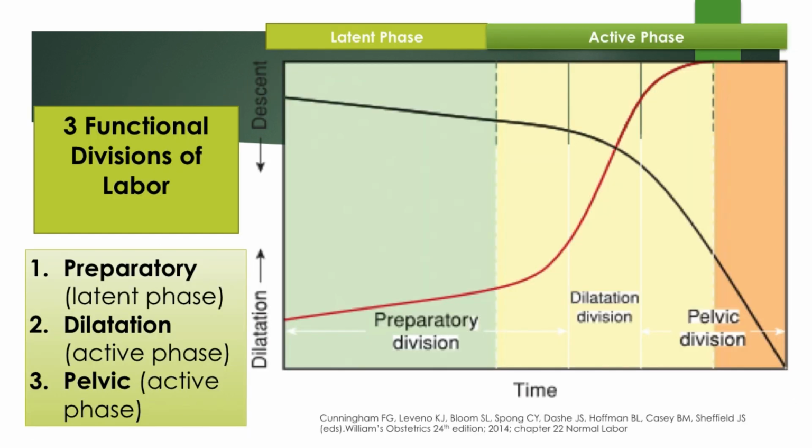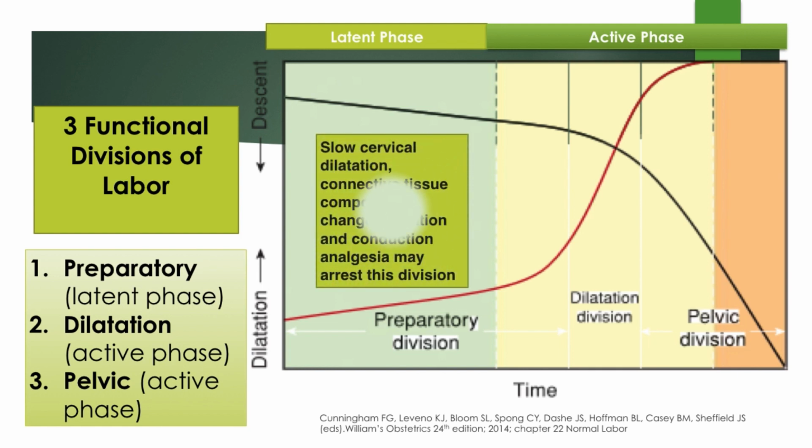So there are 3 functional divisions of labor: the preparatory division, the dilatational division, and the pelvic division. As you can see here, the preparatory division corresponds to the latent phase. This is the division when there is slow cervical dilatation and connective tissue components change. Sedation and conduction analgesia may arrest this division. So usually if the patient is still in the preparatory or latent phase, we don't administer sedation or epidural anesthesia because this might arrest her labor.